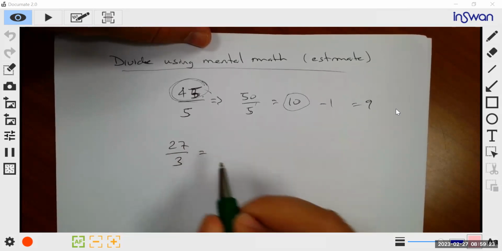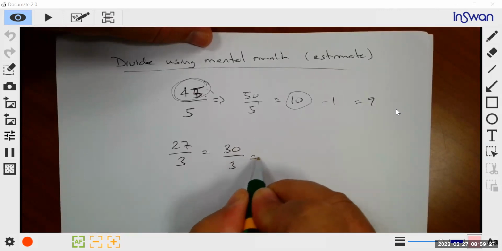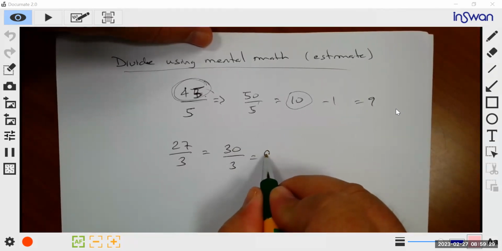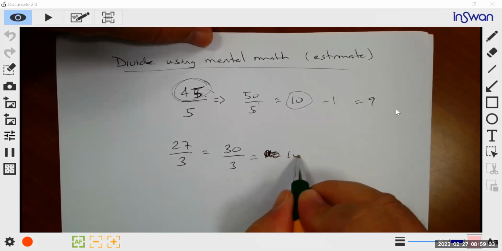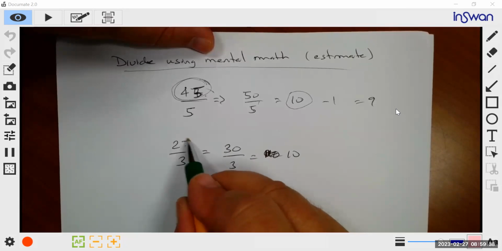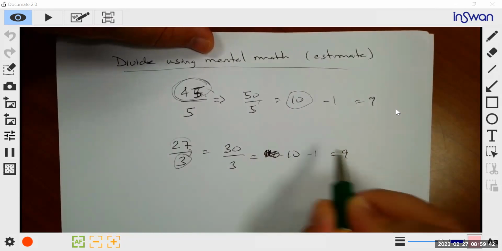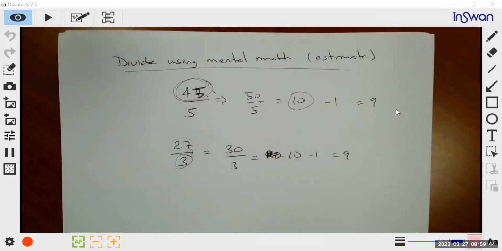27 divided by 3. Round it up to 30. 30 divided by 3 is 10. Since I went up 3 points, which is just one more of these, I subtract 1. So 27 divided by 3 is 9.